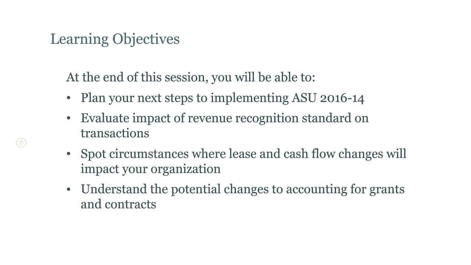Today we are going to cover quite a few things, so we are going to jump right into it. At the end of this session, the plan is that you will have some ideas on how to implement the new financial reporting standard for not-for-profits, ASU 2016-14. We're going to cover the impact of the revenue recognition standard for not-for-profits, talk about some lease and cash flow changes from some new standards that were issued, as well as understand some potential changes to accounting for grants and contracts with a new exposure draft that was recently issued.